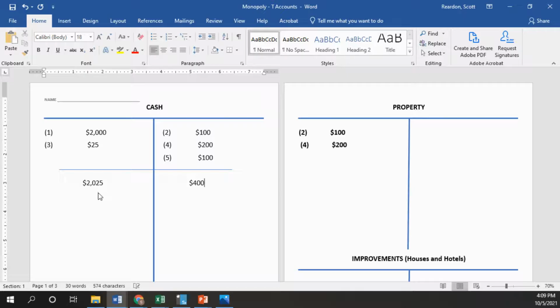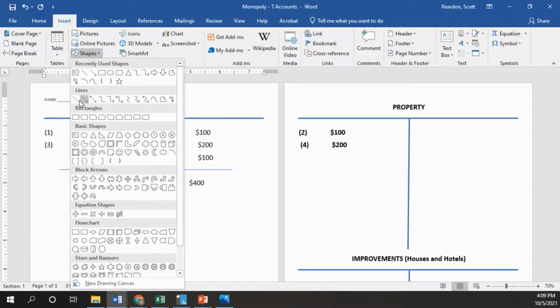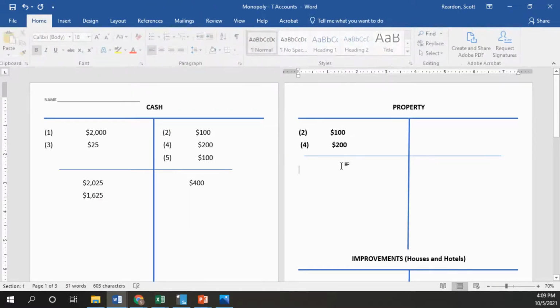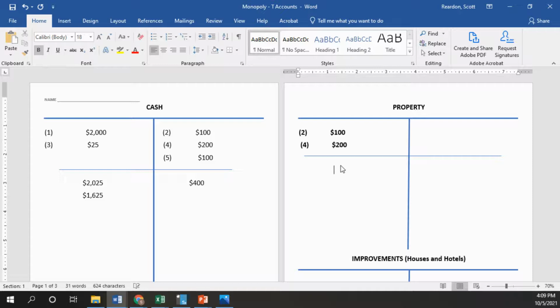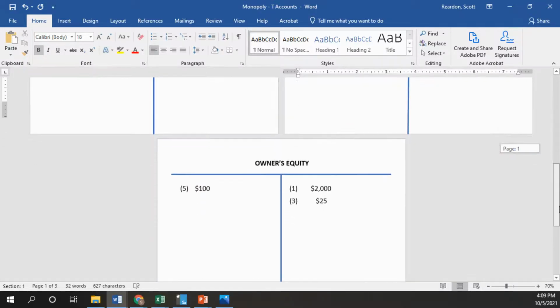Total each side up. And after you're done, you can say, well, okay, my new balance is now the difference, 1,625. Kind of see where I'm going here. I'm going to do the same for property. Put a line in there. This one's easy because I just have the $300 down here. It's my new balance. I haven't bought any improvements yet for houses or hotels.